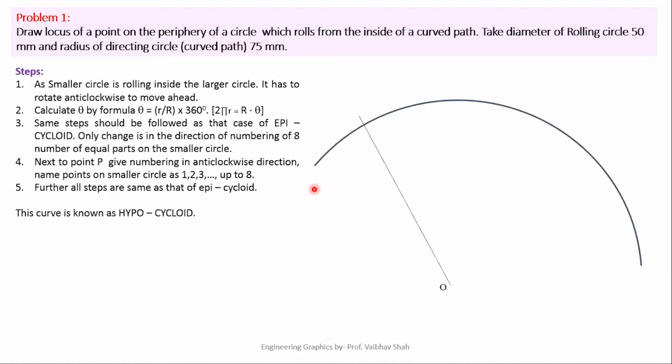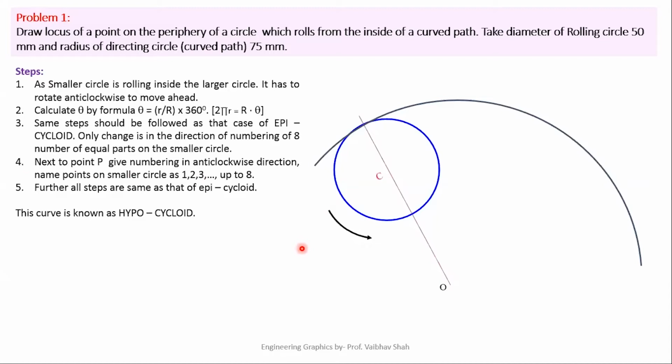After drawing this directing circle, we'll draw another circle, the rolling circle. Here the diameter of the rolling circle is 50 mm, so draw your rolling circle with a diameter of 50 mm. After drawing this rolling circle, we'll have to define its direction of rotation. It is obvious that the rolling circle has to travel from this point to this point, so it is compulsory that it has to rotate in the anti-clockwise direction only.